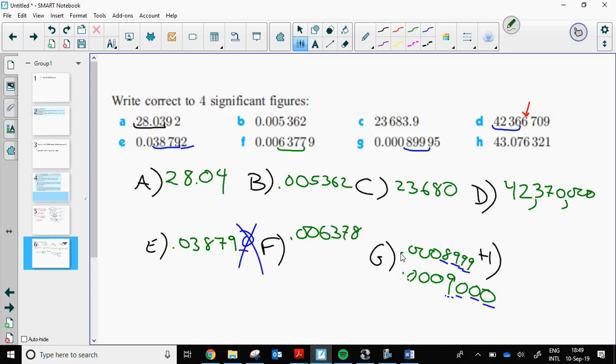And the last one will be 43.08. Significant, significant, in between significant, significant. Those are the first 4, and that 6 tells us to round the 7 up, 2 and 8. So that's really all there is to it.